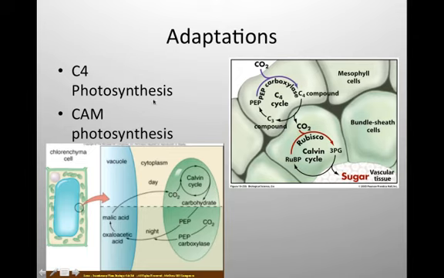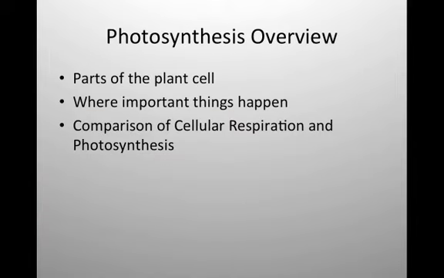So these are two major adaptations to photosynthesis that occur in plants generally in very hot and arid conditions like the desert for CAM photosynthesis, and organisms that usually occur in the tropics, those that can use more sunlight or are competing with other organisms year-round, especially in the tropics. These organisms tend to be C4 photosynthesizers. All right. So some important things to know: the parts of a plant cell, where things happen, and definitely comparison of cellular respiration with photosynthesis.